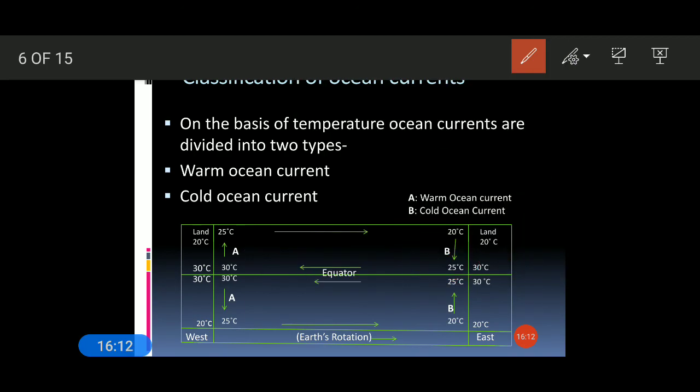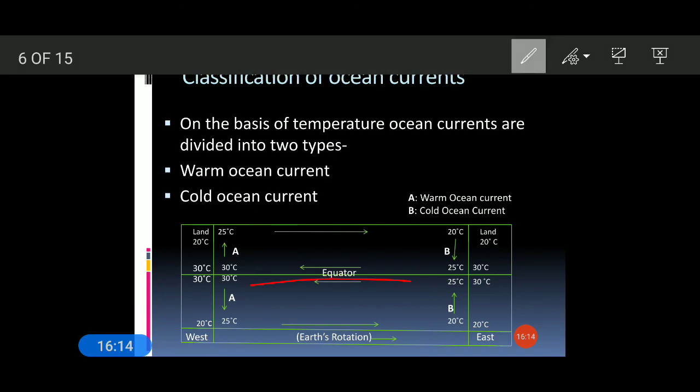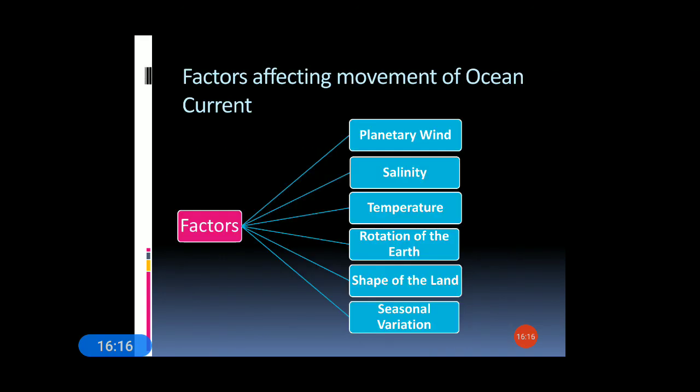Now coming to the next slide, that is factors affecting movement of ocean currents. So there are generally 6 factors: planetary wind, salinity, temperature, rotation of the earth, shape of the land, and seasonal variations.